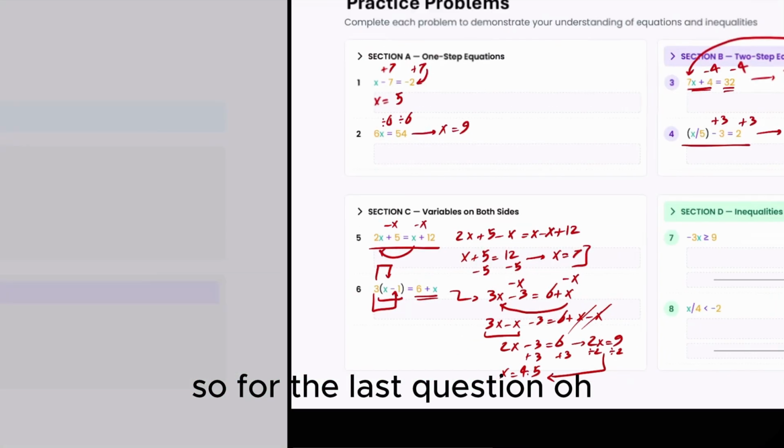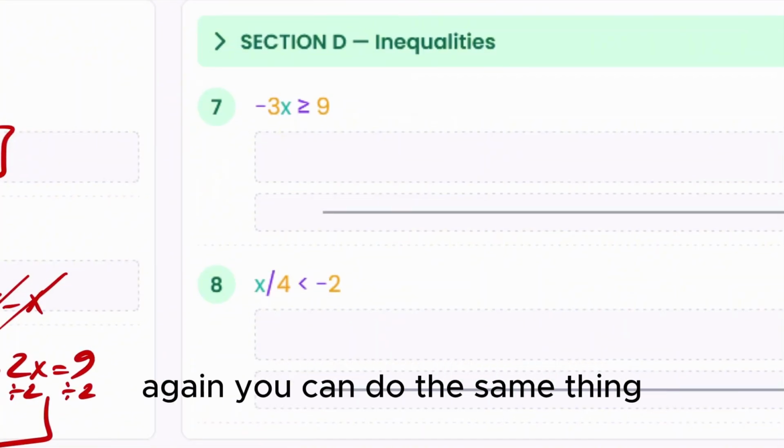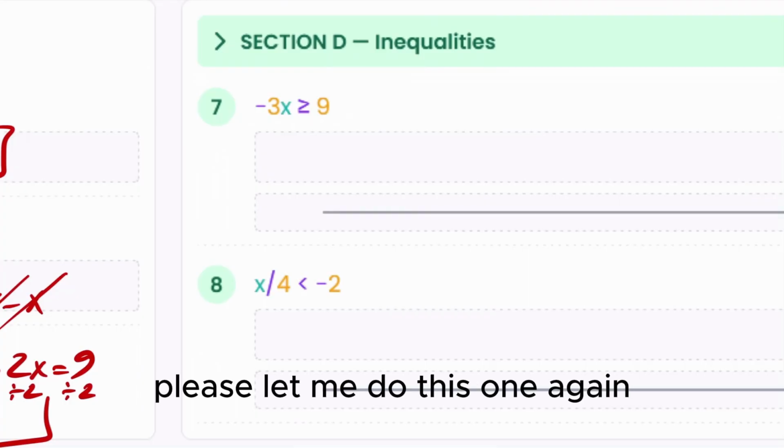So for the last part, we do have inequalities. Again, you can do the same thing. I'm not going to do that. I only think, no. Please, let me do this one.